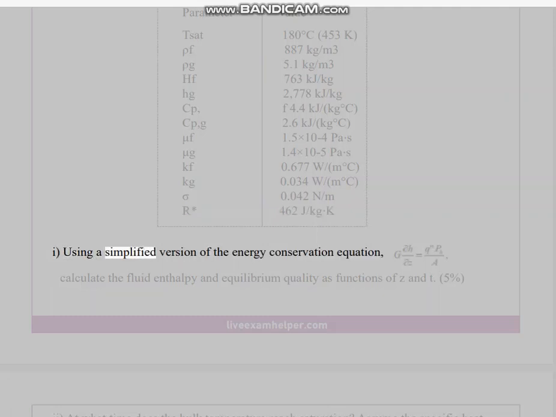1. Using a simplified version of the energy conservation equation, calculate the fluid enthalpy and equilibrium quality as functions of z and t. 5%.